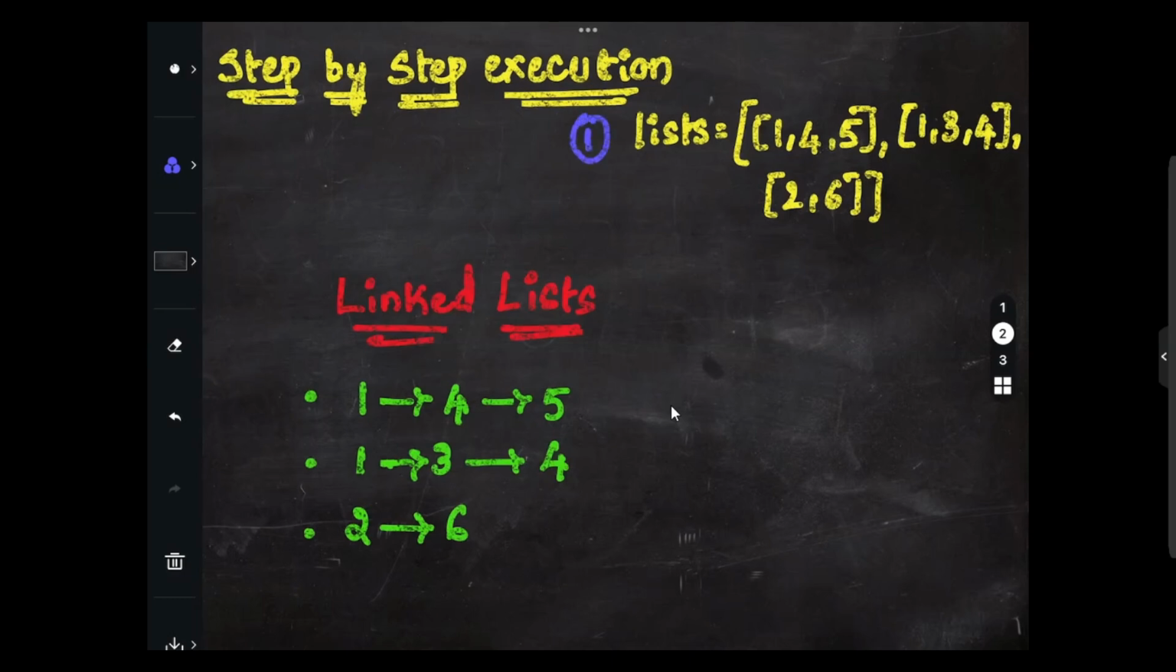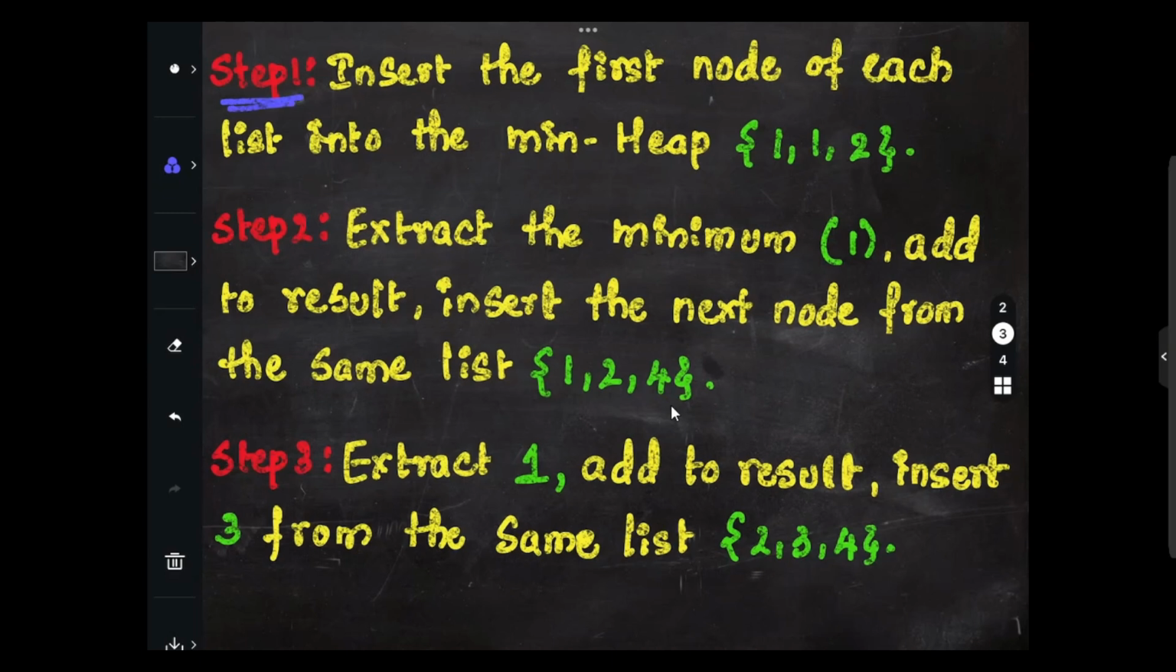Here I have considered the same first example. The linked lists are 1, 4, 5, 1, 3, 4 and 2, 6. We have three lists here. For the first step, we are making use of the minimum priority queue, that is, a min-heap.